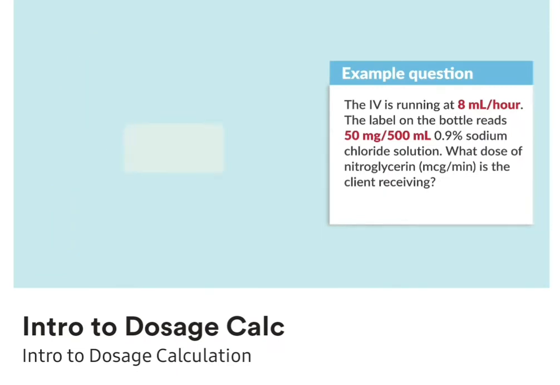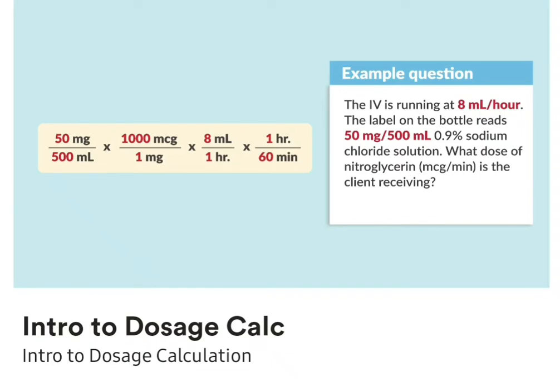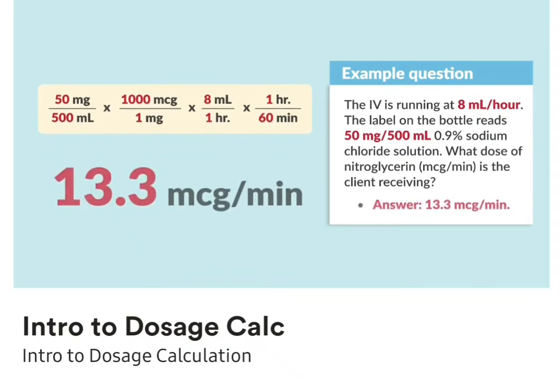So let's set this up. 50 mg over 500 mLs, times 1,000 micrograms over 1 mg, the milligram, times 8 mLs over 1 hour, and finally times 1 hour over 60 minutes here. So once we do all the math, the division and multiplication here, the answer is 13.3 micrograms per minute. Really, the key is to set up the formula correctly.